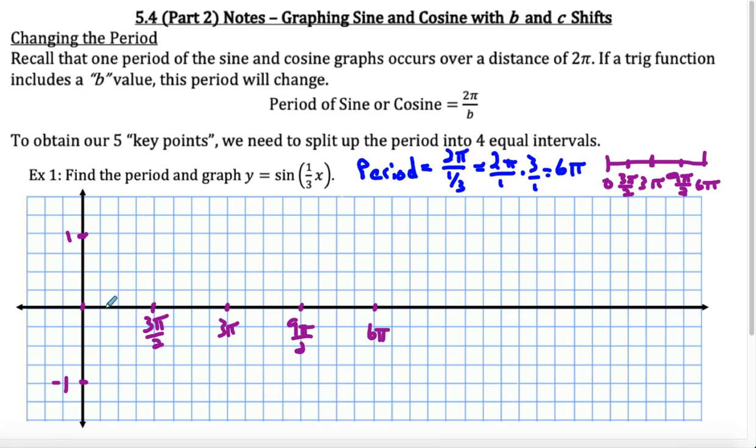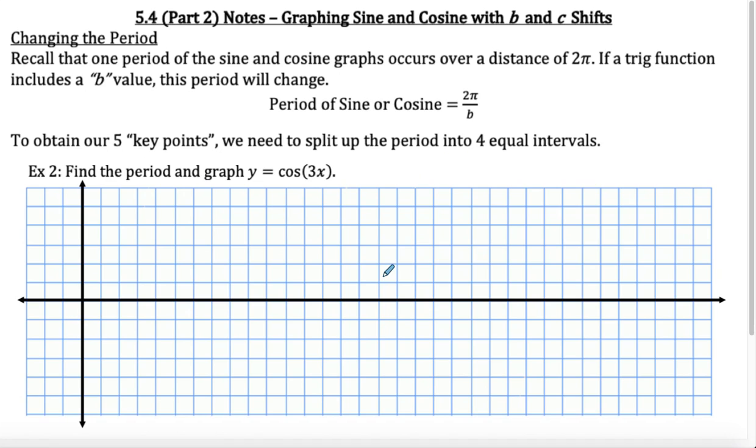So we know the basic shape of sine is: start at the midline, go up to the maximum, back to the midline, down to the minimum, and then back up to the maximum. And connect. Okay, so here is one period of sine of 1/3 x. We'll put our arrows on the end just to show that this does continue on. So if we have a b value, that changes the period. Let's try one more example here.